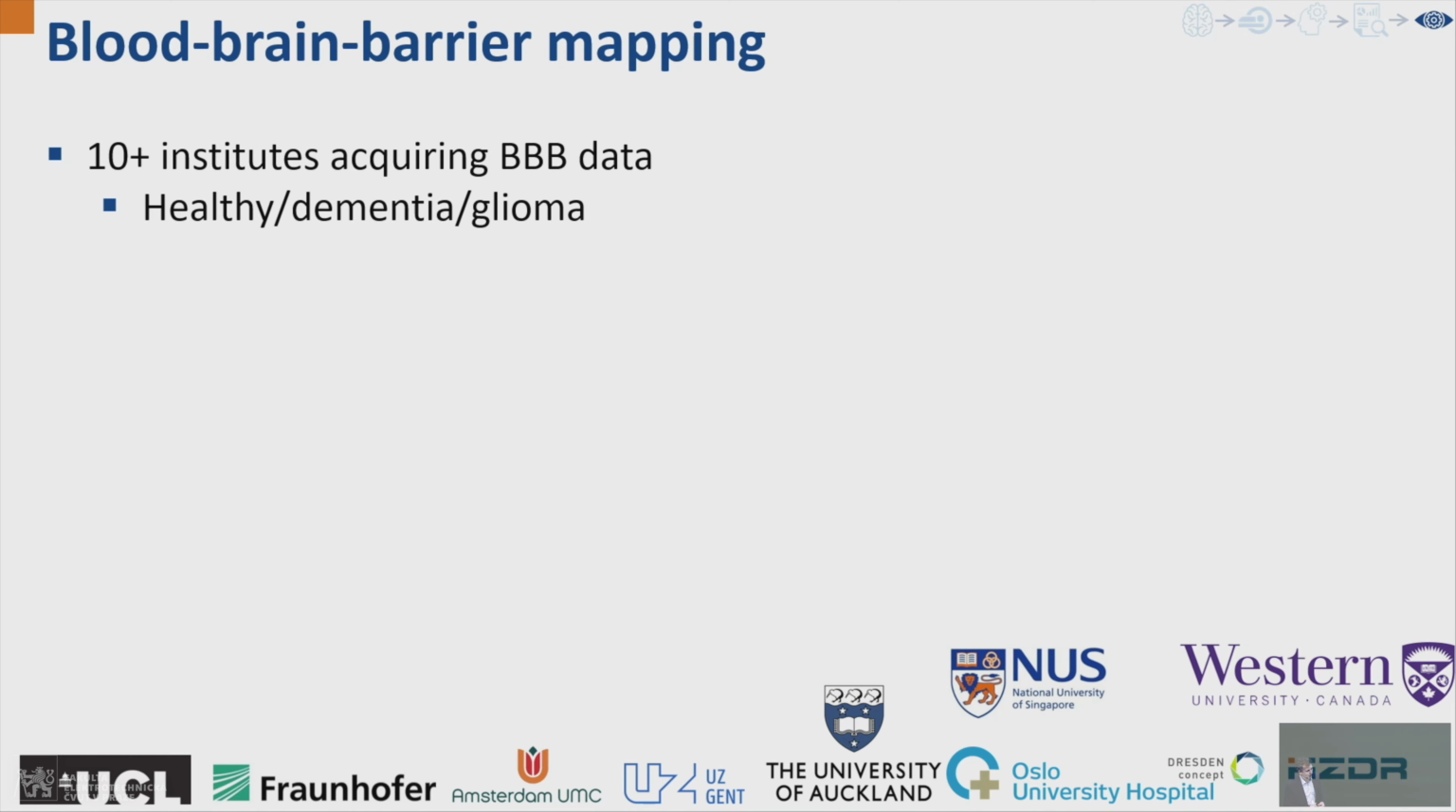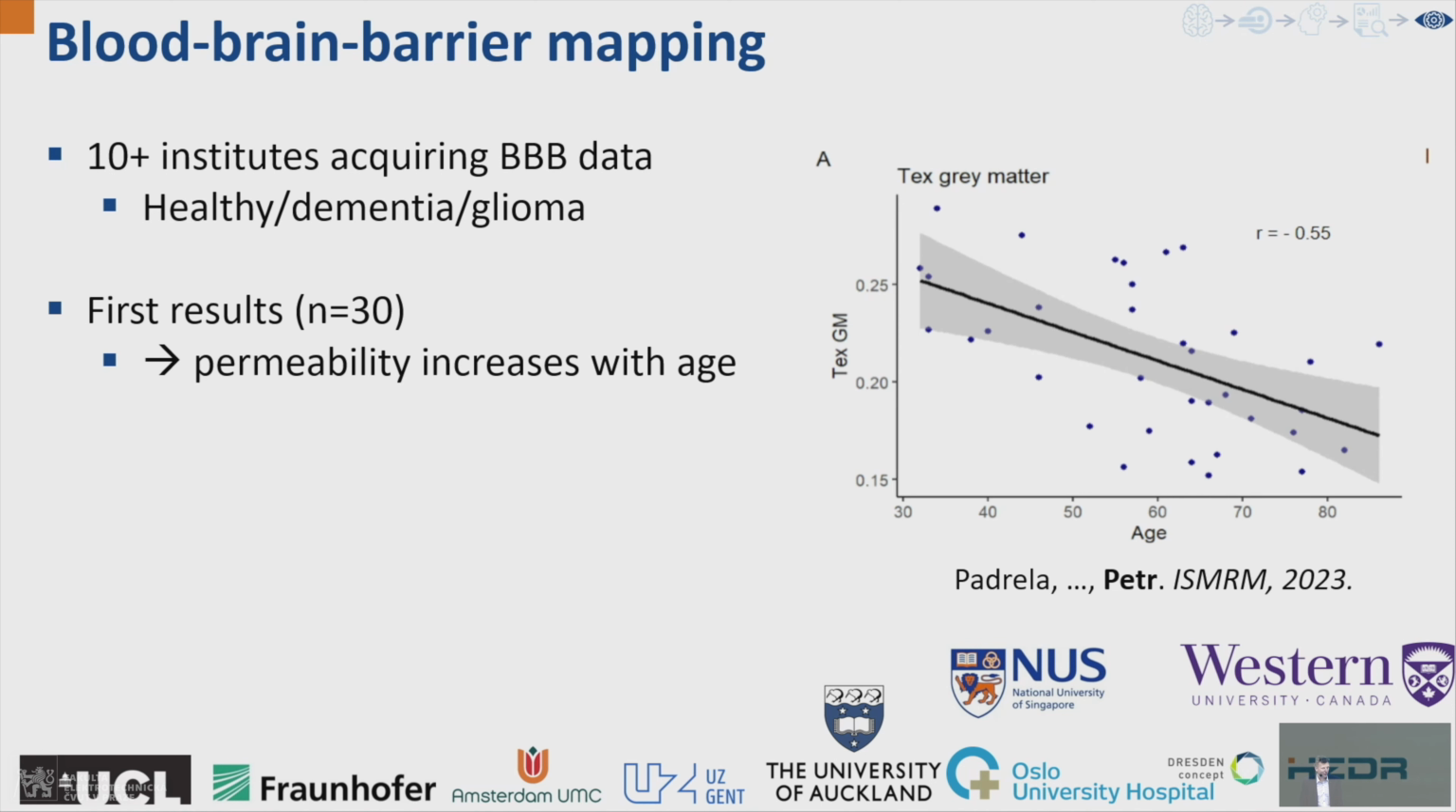So with that, we formed a consortium of over 10 institutes. We plan to measure this blood-brain barrier permeability in healthy patients, in patients with dementia, and with brain tumors. And we have already some promising results. We were one of the first to show with imaging that blood-brain barrier permeability increases with age.